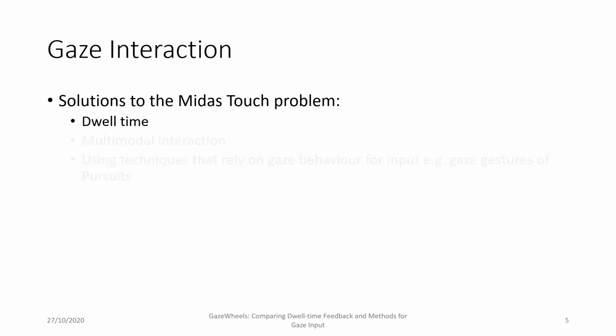Despite the recent approaches that are robust against the Midas touch problem, dwell time still remains relevant, because unlike pursuits and gestures, dwell time can actually replace your mouse pointer, or in case of touch screens, it can replace tapping. And this form of interaction, like tapping or selecting with the mouse pointer, is a form of interaction that everyone is familiar with. Also, unlike multimodal interaction, dwell time does not require any additional hardware such as a keyboard or a touchscreen.